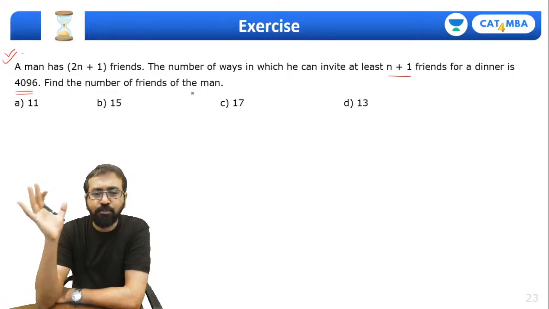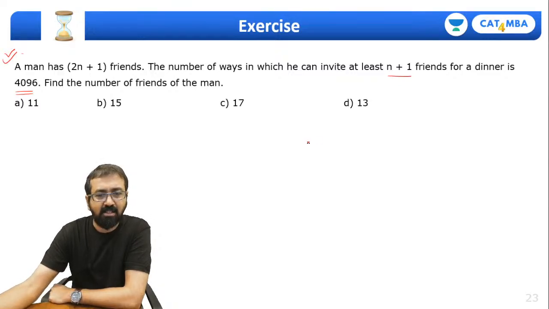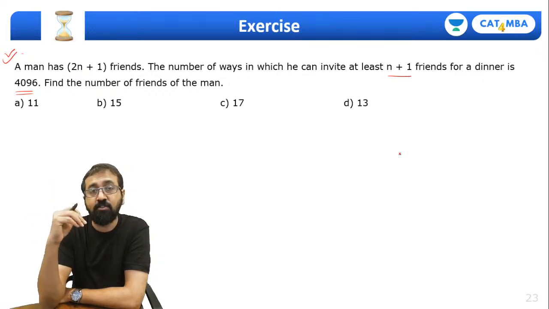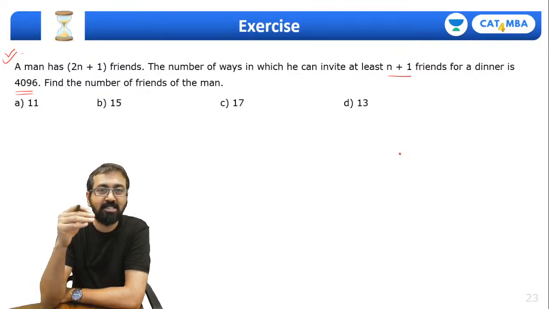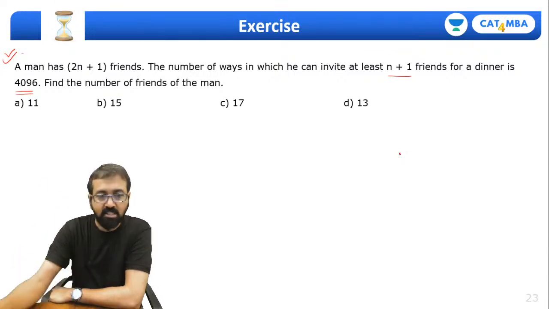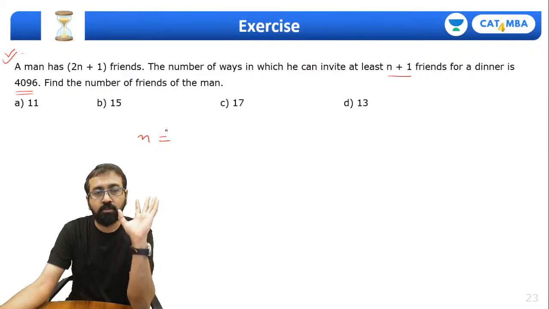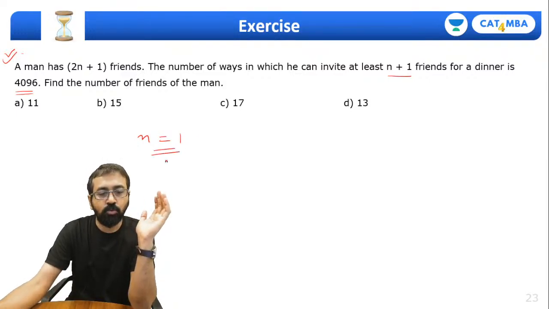Now this looks pretty confusing. I can't say that he'll invite 2n plus 1 C 1. See, if he had 6 friends, and if I ask you in how many ways he can invite 3 or more friends, meaning at least 3 friends, you can quickly say 6C3 or 6C4 or 6C5 or 6C6. But here we can't do it because there are too many variables. Let's do it this way. Let's understand the pattern. Chances are very high that you will see some pattern and be able to guess the answer. So if I take n equal to 1, what will be the number of friends? Just take n equal to 1.